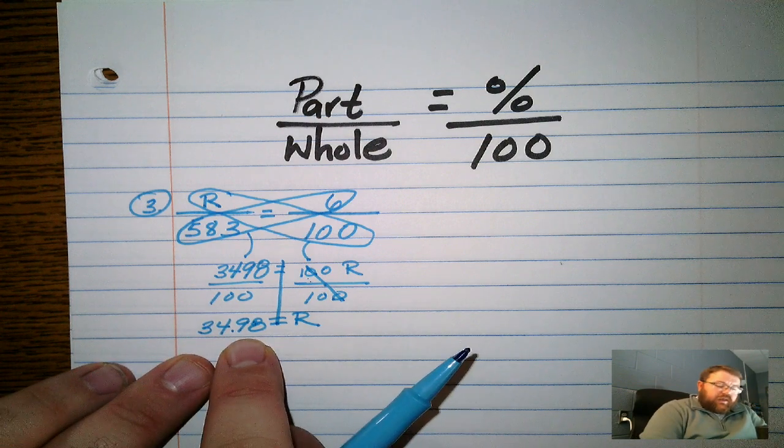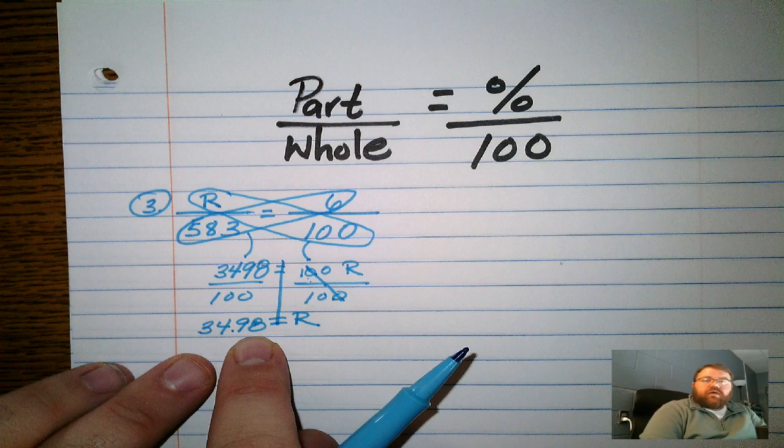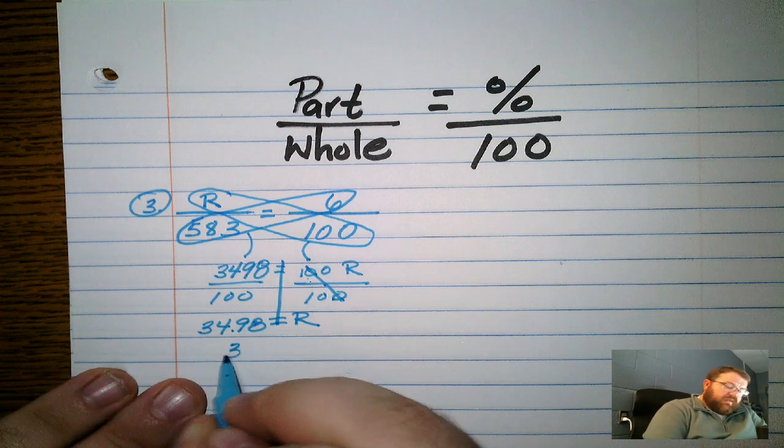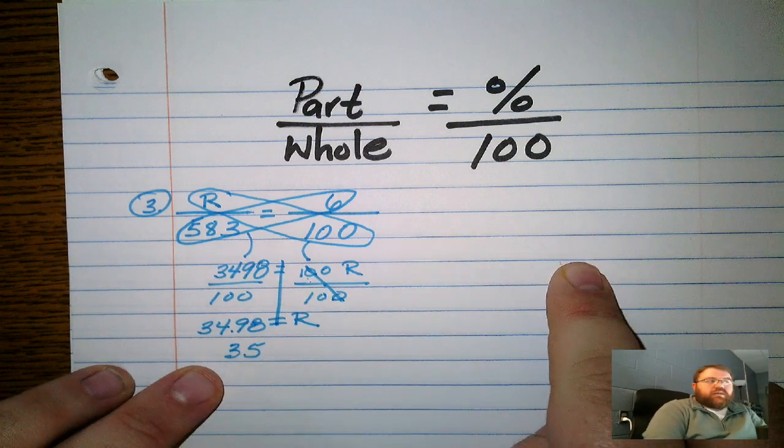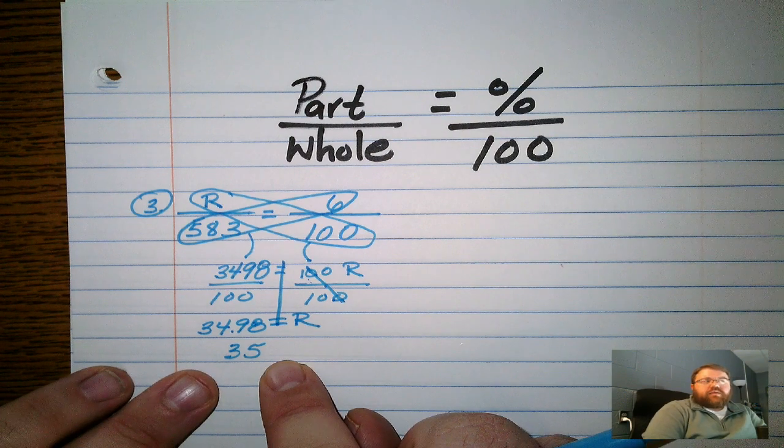Now, we're talking about home runs. We can't hit 98 hundredths of a home run. So you again need to round this to 35, and you will need to write a sentence explaining what this 35 really mean.